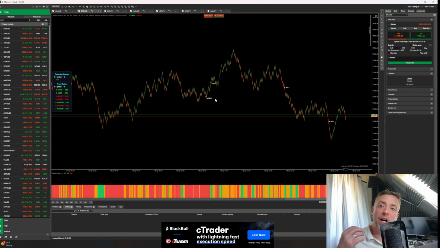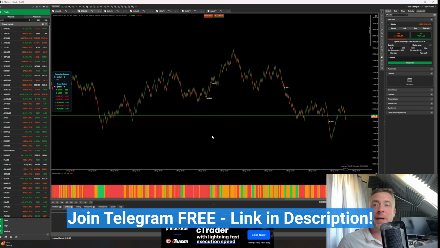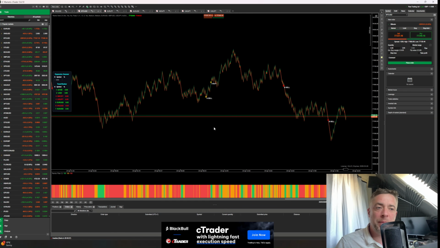My main two are scalping with the structure breaks, and then our expansion Fibonacci strategy. Get in the Telegram group and have a look. It works really, really well. We've got loads of members doing quite well on there. It's a good place to be.